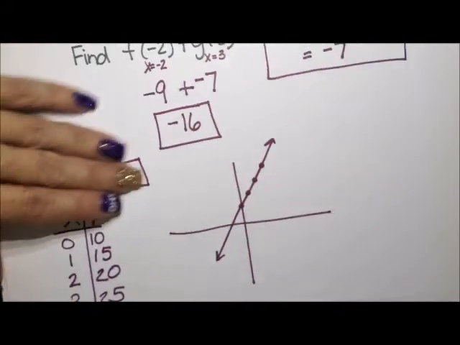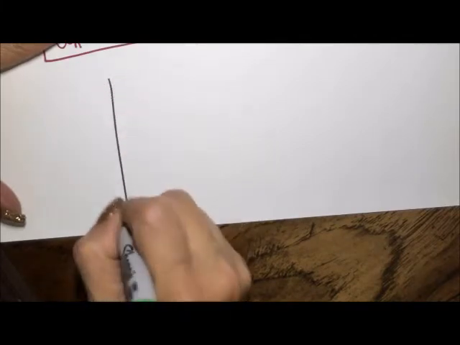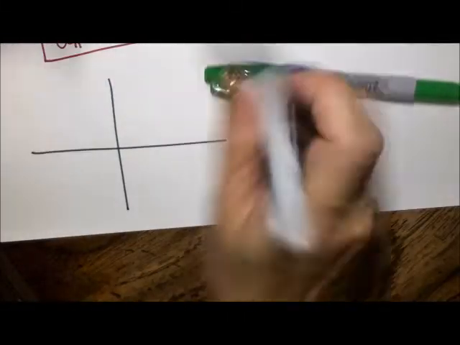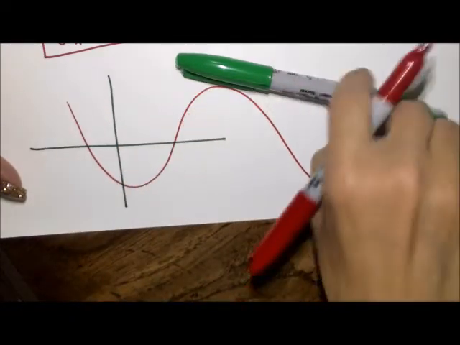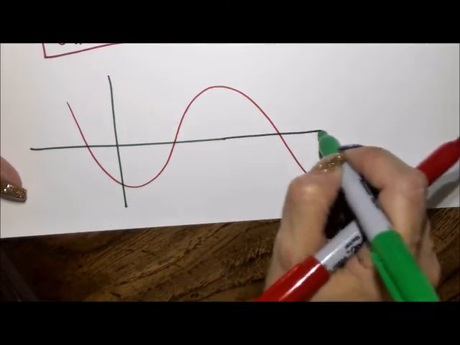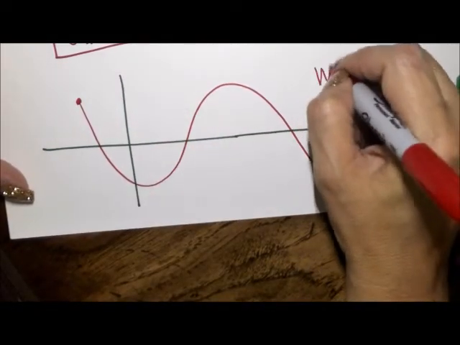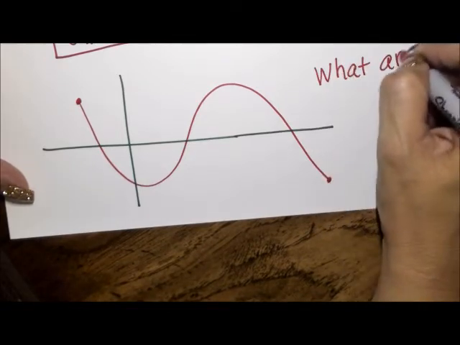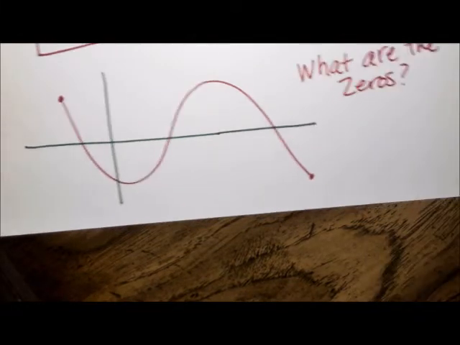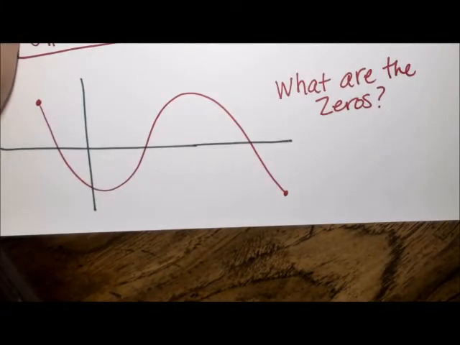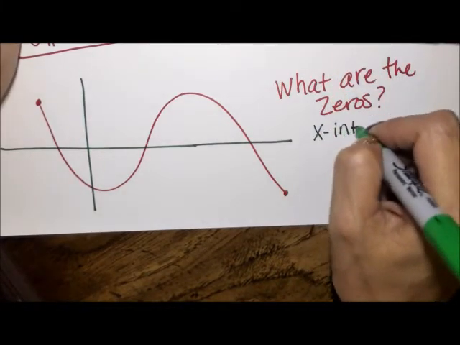And the last thing I wanted to remind you of. We talked about it the other day, but we didn't talk a lot about it because it's so easy. All right. I give you a graph right here. I'm going to put endpoints on it. And I ask you, what are the zeros? Remember, heroes stand tall and zeros lay down. The zeros are nothing more than the x-intercepts.